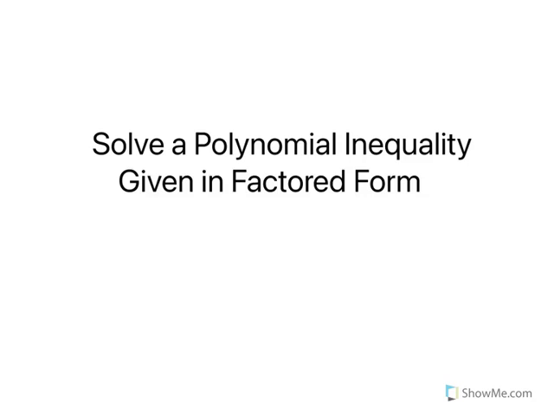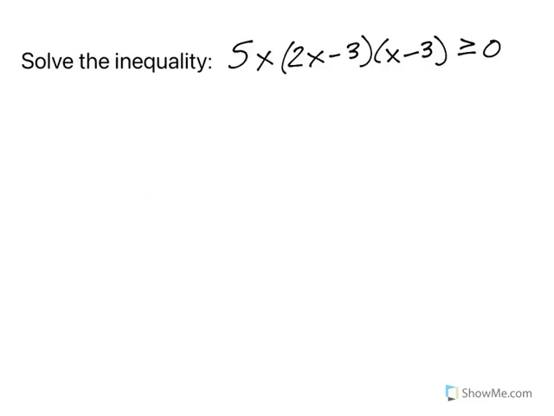Solve a polynomial inequality given in factored form. So in this particular question, we are starting in a factored form. We're going to solve the inequality 5x times (2x minus 3) times (x minus 3) is greater than or equal to 0. Now there are really two different ways to do this, and I'm going to show you both of them.